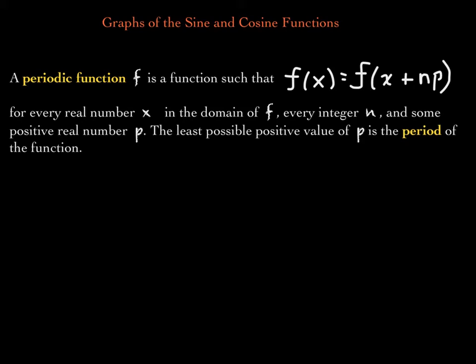A periodic function, f, is a function such that f of x is equal to f of x plus np for every real number x in the domain of f, every integer n, and some positive real number p. The least possible positive value of p is the period of the function. Now, I want you to understand that when we say it's a periodic function, what we mean by that is these functions, like sine and cosine, start to repeat, their values start to repeat in regular intervals or periods.